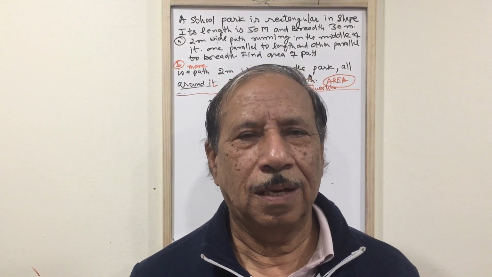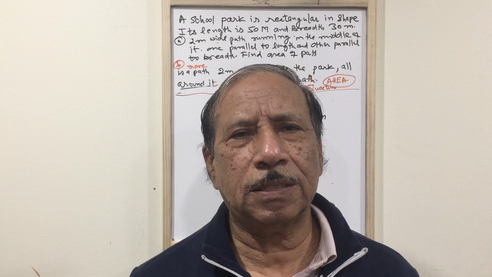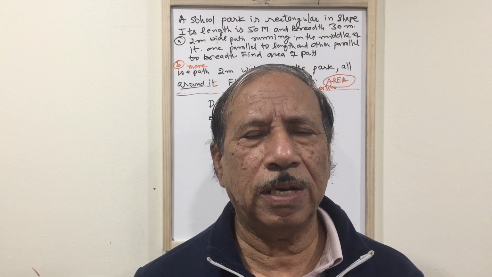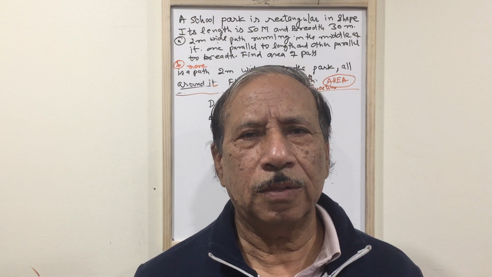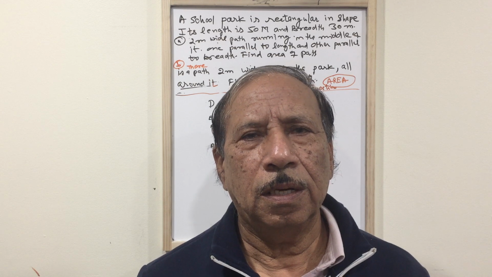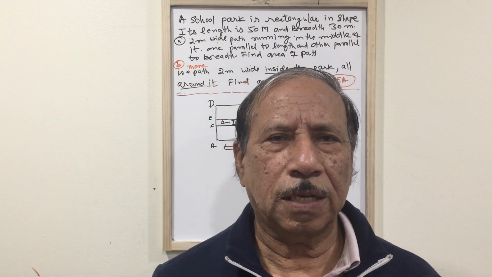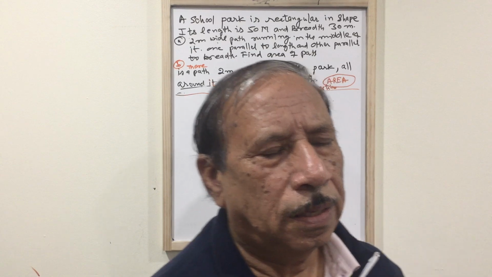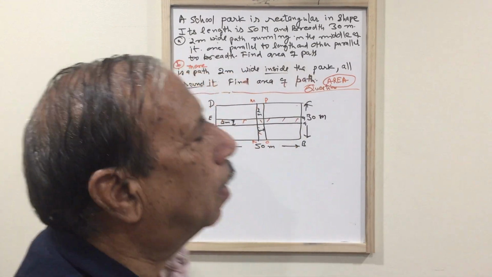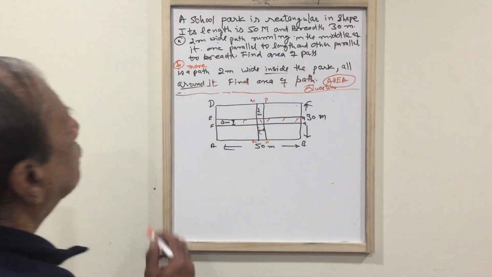Hello guys, in my previous video I discussed some formulas of squares and rectangles, how to find the area and perimeters of squares and rectangles. Today I am doing two sums based on those formulas.